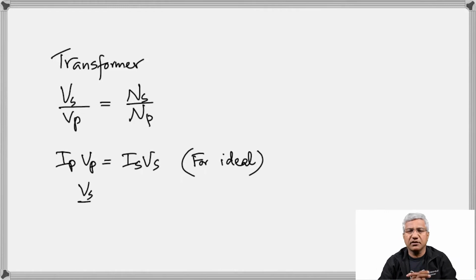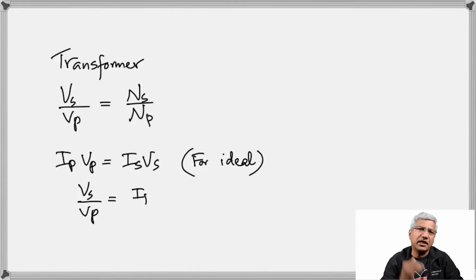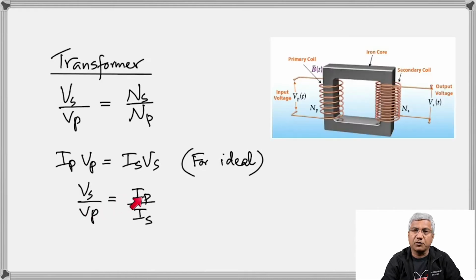So got to be very careful there, because if you rearrange this equation, you're going to get Vs by Vp is Ip by Is. You see, it's reverse. See that? The primary and the secondary. So take note of that. So those are the two things that you need for a transformer.